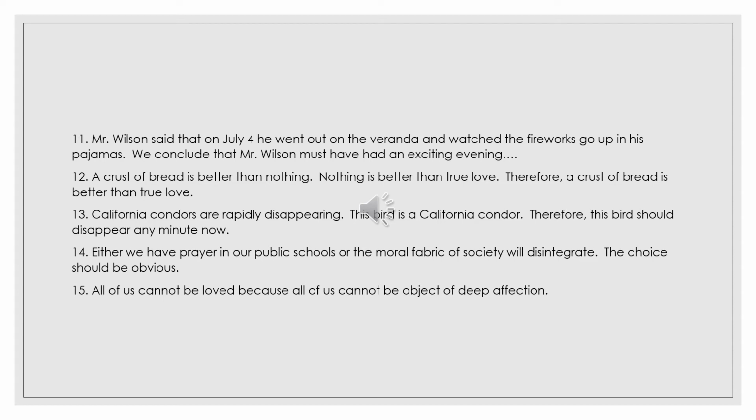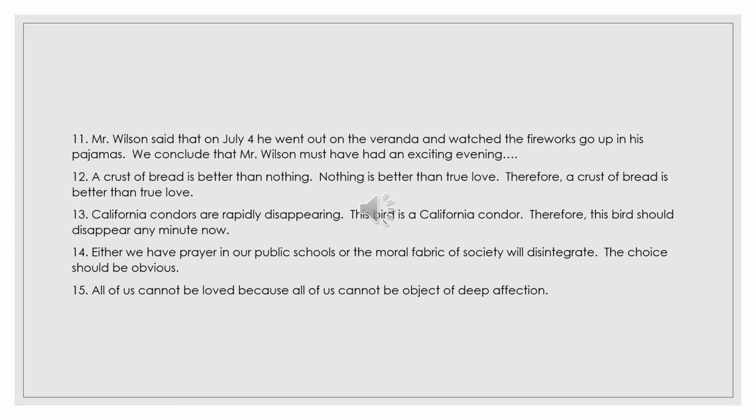12 is an equivocation on the word nothing. A crust of bread is better than nothing. In other words, a crust of bread is better than no food at all, and nothing is better than true love, meaning true love is the best thing that could possibly be. These two senses of the word nothing are different, and therefore the conclusion that a crust of bread is better than true love does not follow. It's an example of equivocating, sliding from one meaning of nothing to another.